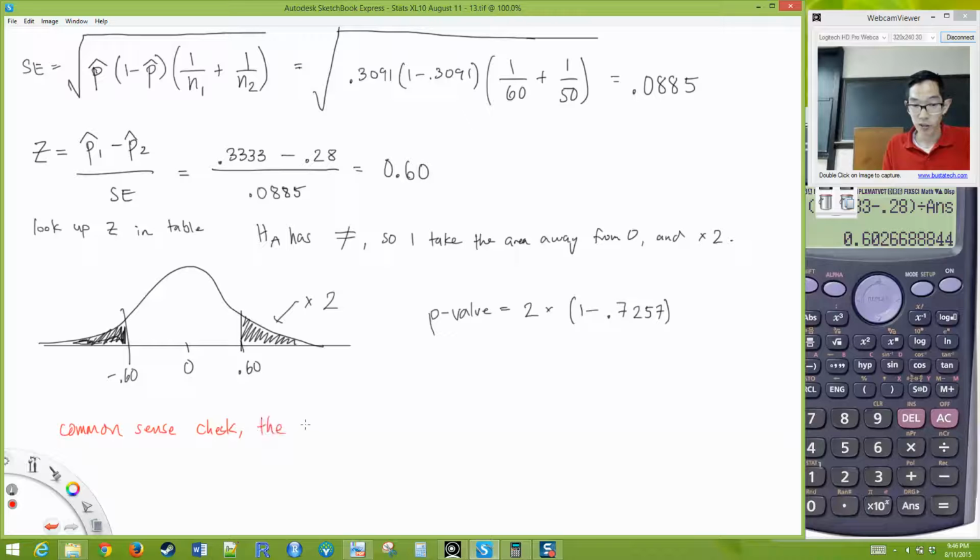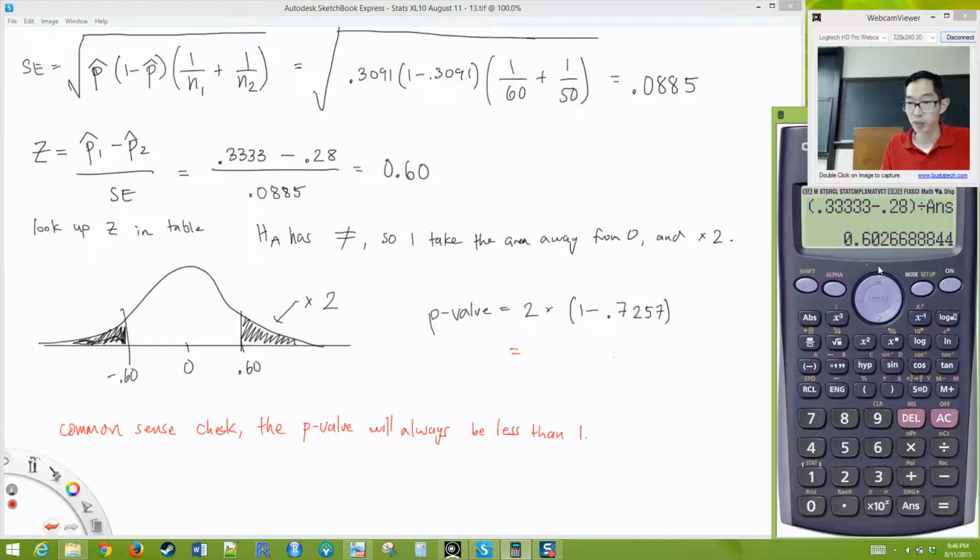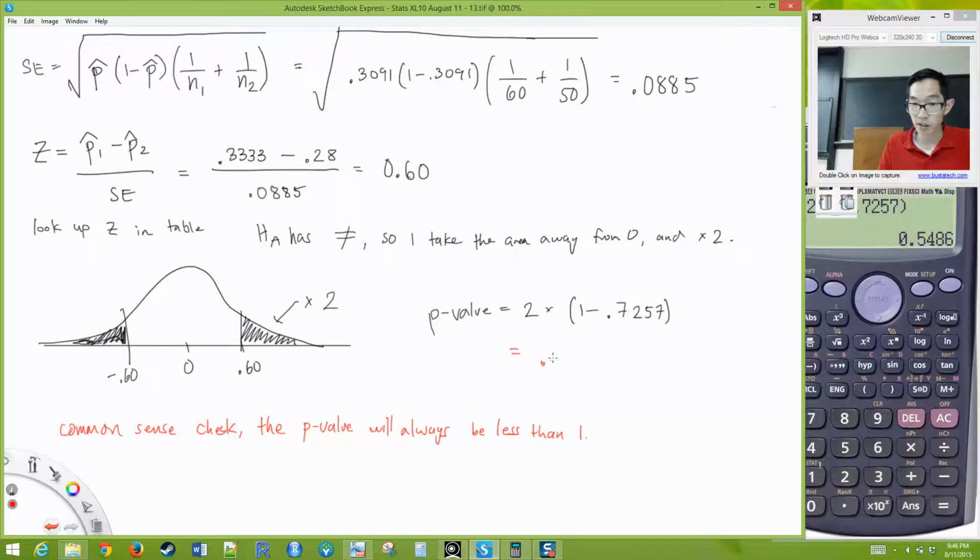The p-value will always be less than 1. Okay, so let's do this. We do 2 times 1 minus 0.7257, and I get 0.5486. This is my p-value. So my p-value is 0.5486. What does that mean?